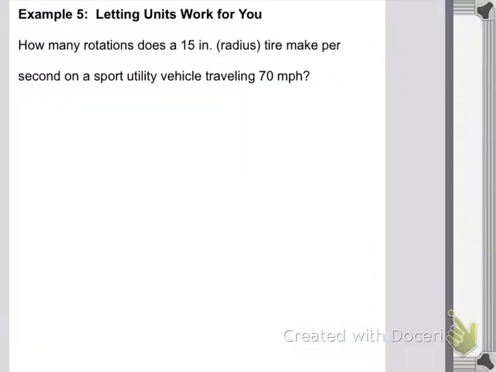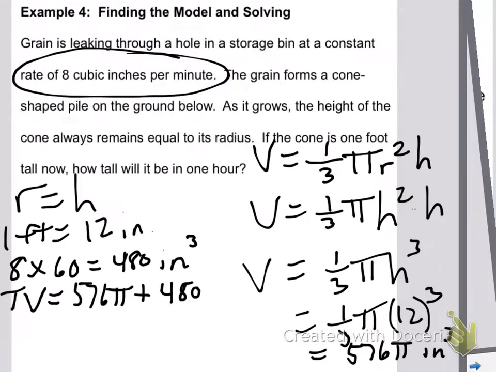Okay? So if we go back, all right, the radius equaled the height. So we take the volume for a cone, and we make it a function of the height. We can substitute h in for r. Here's our new volume formula. We want to find the volume of the cone right now. So we plug in, it says the cone is 1 foot tall. We take 12 inches instead of 1 foot. We figure that out, we get 576 pi. So it's 576 pi now.